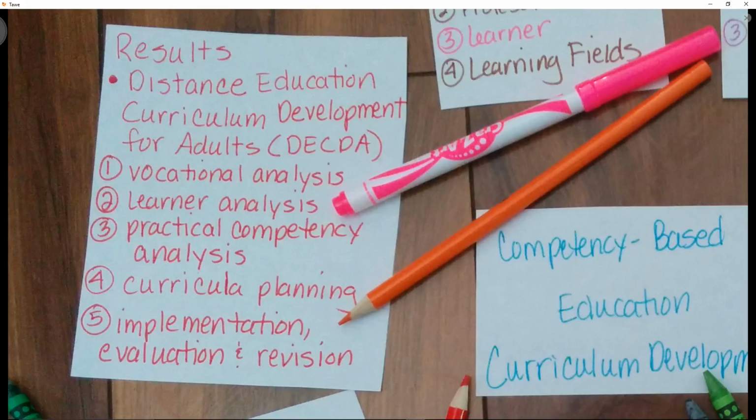The study resulted in the creation of a new method called the Distance Education Curriculum Development for Adults, DECDA, which has 5 phases. The first phase is a vocational analysis, which is done through interviews, observations, and literature reviews. It includes 3 tasks: investigating the needs of the marketplace and targeted learners, identifying key roles in the industry related to the education major, and understanding the work process of key roles so that practical experts can be identified for Phase 3.